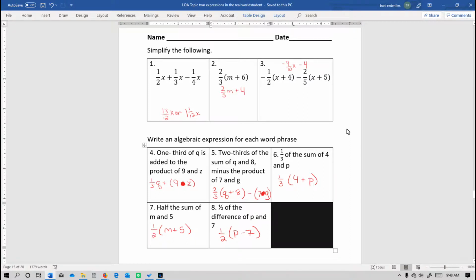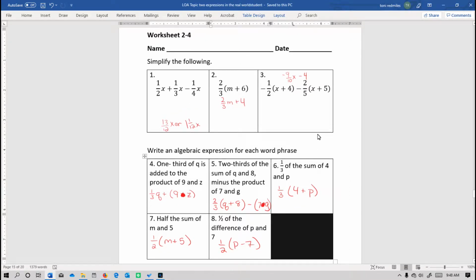All right, this is the homework video for worksheet 2-4 for the class Language of Algebra, the class where we talk about how to break down word problems, how to write equations, how to just communicate algebra. All right, so in this one we were talking about word phrases, and we will either we have or we will transition into word problems.